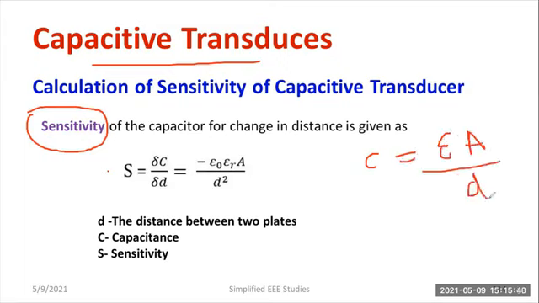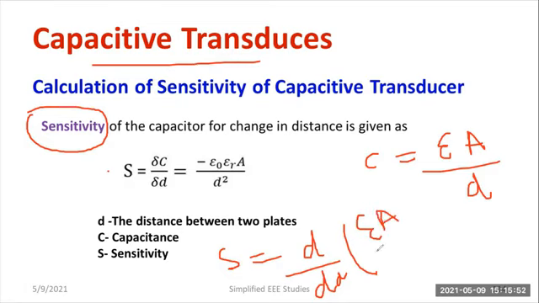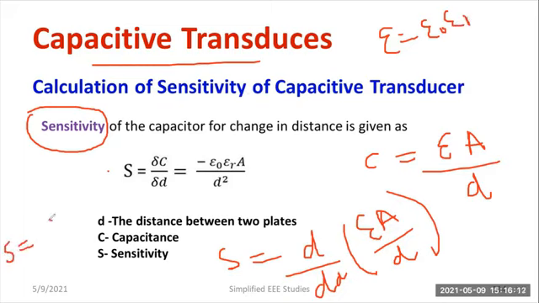So what you can do is take the differentiation. In order to calculate S, you have to do the differentiation, that means d by dD of epsilon A by D. If you do the differentiation, epsilon is constant, A is also constant. If you want, you can elaborate: epsilon is equal to epsilon 0 times epsilon r. So how can I write? S is equal to d by dD, or else delta, both are okay.